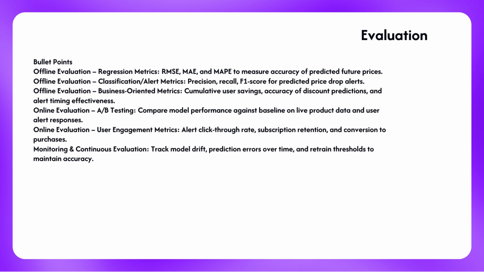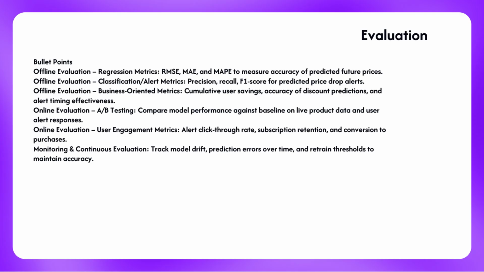2. Offline evaluation, classification, alert metrics. For price drop alerts, we treat alert prediction as a classification problem. Precision measures the proportion of correctly predicted alerts out of all predicted alerts, while recall measures the proportion of actual price drops that were correctly predicted. F1 score balances precision and recall, ensuring the model generates accurate and timely notifications without overwhelming users with false alerts.